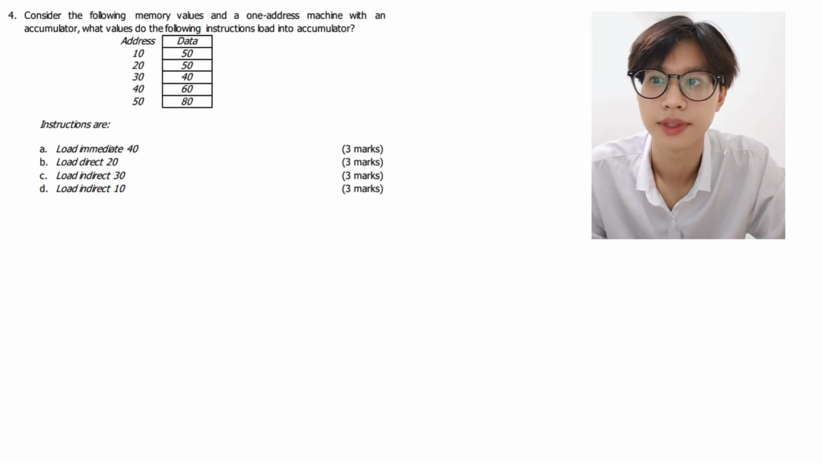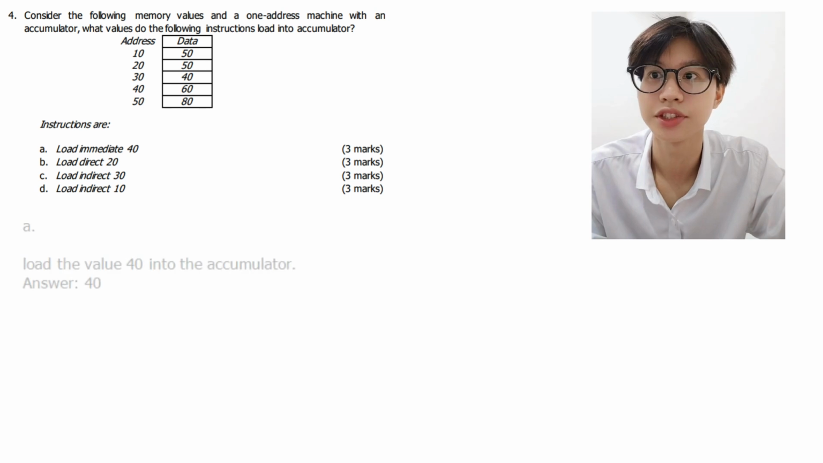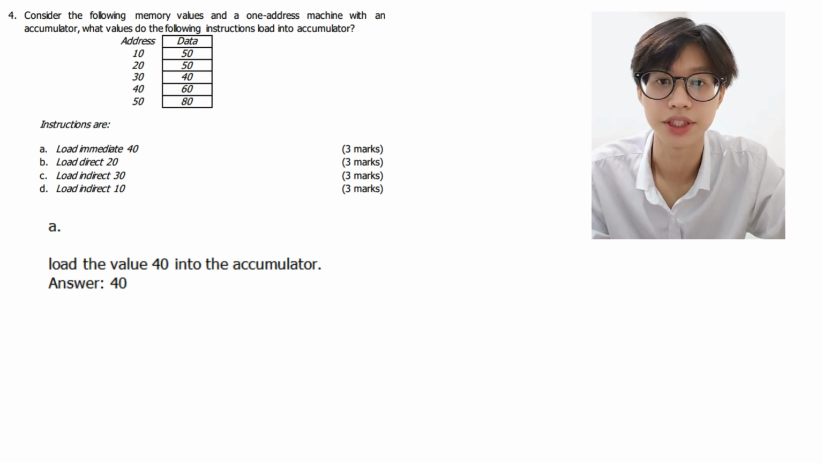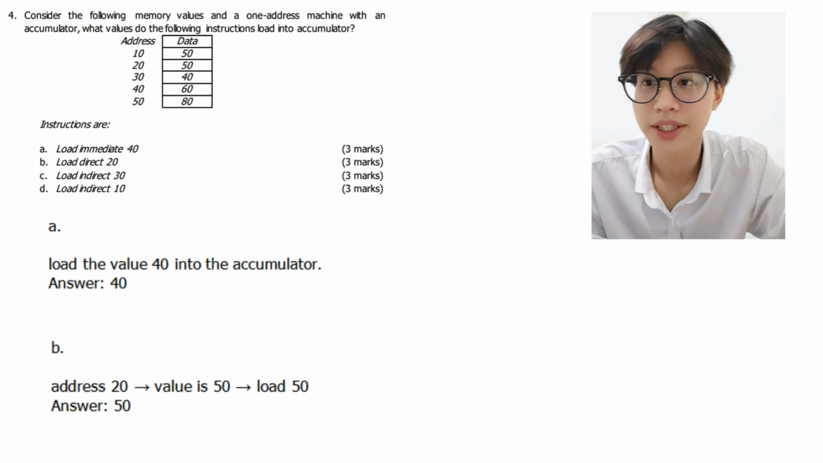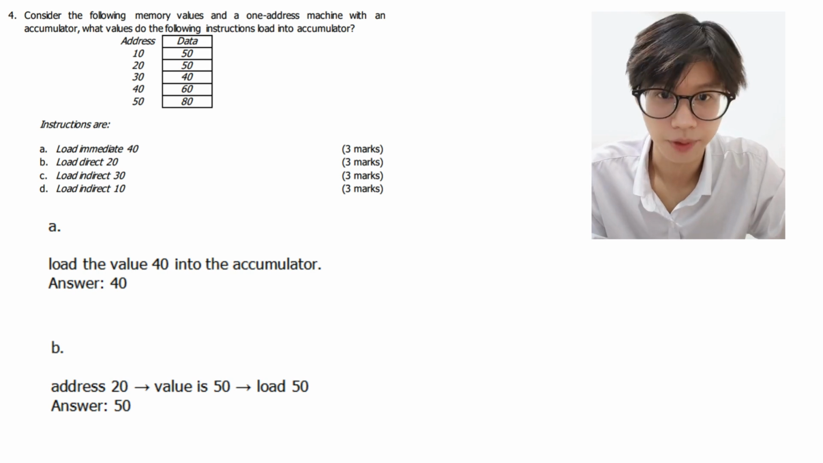For question 4, let's do what the instruction asks us to. Load immediate 40. This instruction puts the number 40 straight into the accumulator. It just takes the value as it is, so it is 40. For B, load direct 20. The instruction refers directly to memory location 20. Looking at the table, the data stored at address 20 is 50. So that is the value loaded into the accumulator. So the answer is 50.